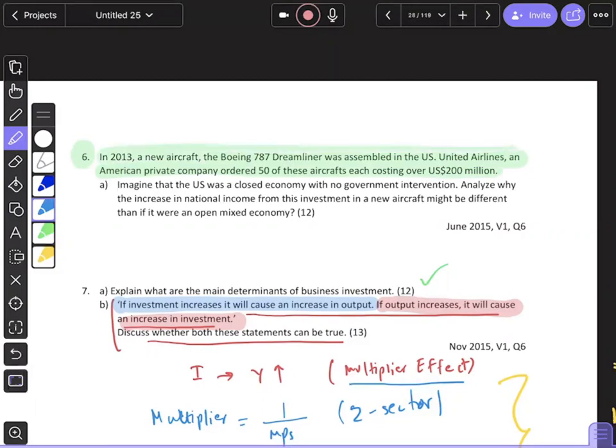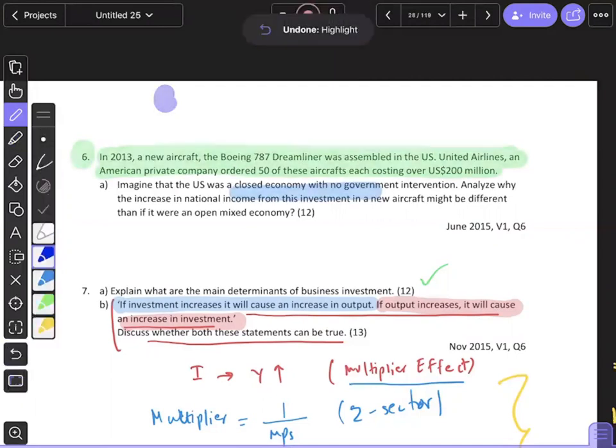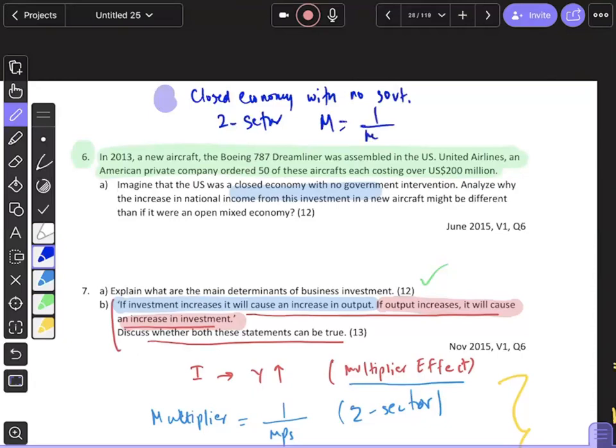Imagine that the US was a closed economy with no government. Closed economy with no government means, sorry? Is it a two-sector economy? Very good. So a closed economy with no government is two sector, right? Which means, what is your multiplier? 1 over MPS. Okay, your multiplier is going to be larger. Why? Because you don't have government, so there is no MPT, marginal propensity to tax, and there is no import and export happening because you're a closed economy, right?